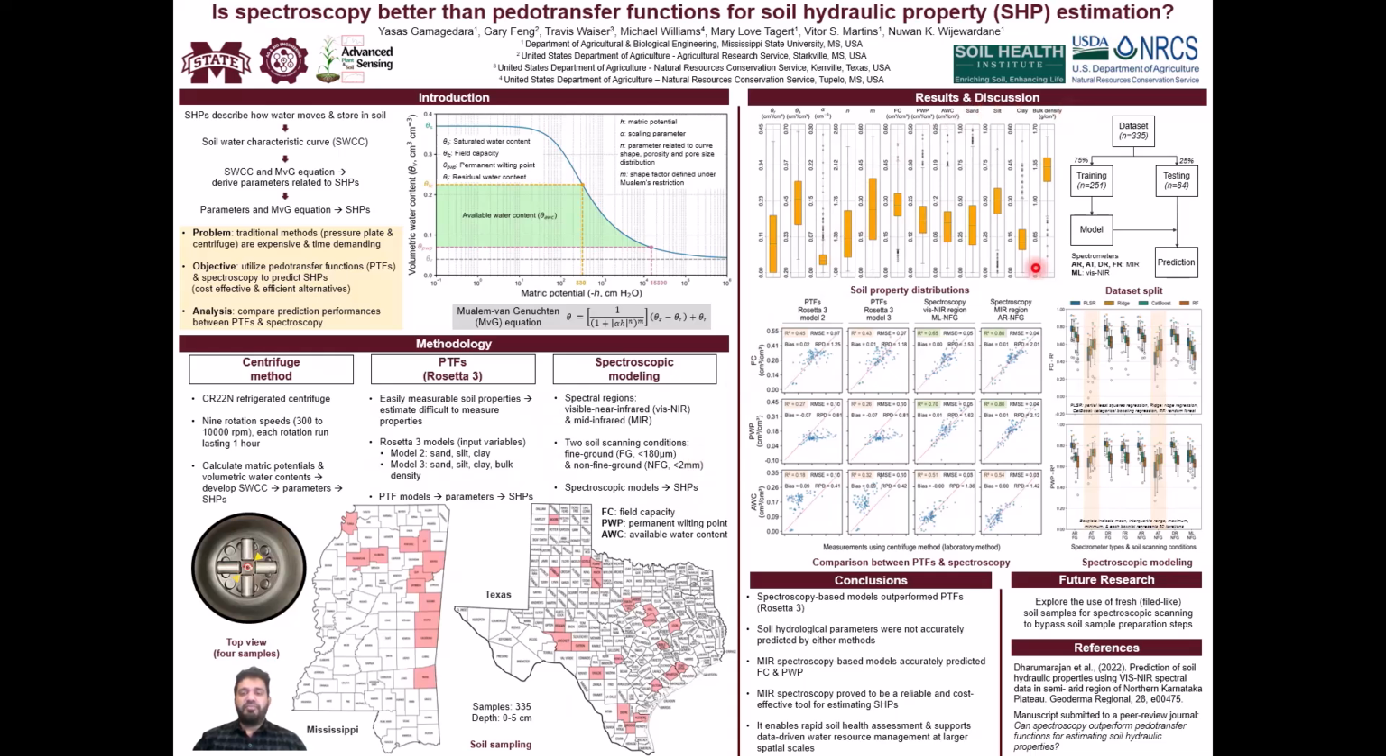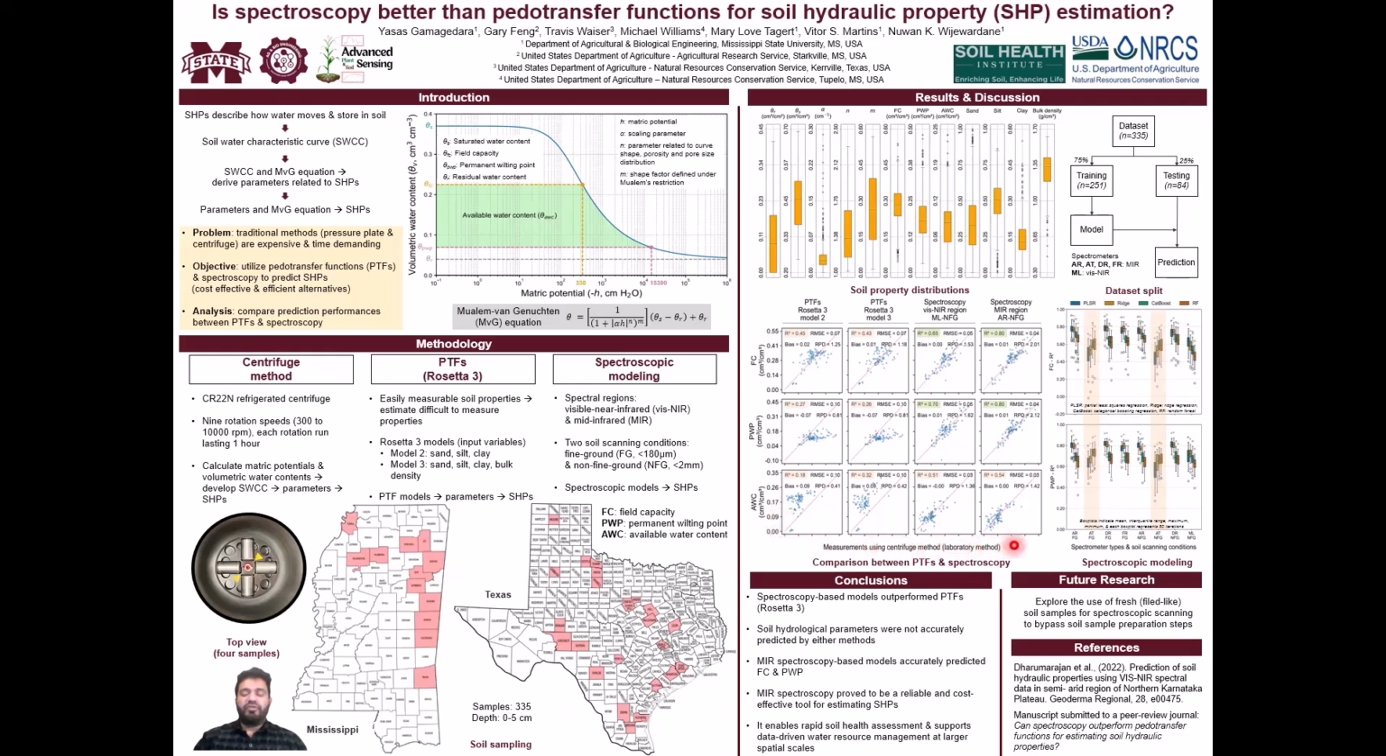This figure shows soil property distributions of the soil properties we used as input variables and derived in this study. This figure shows the comparison between Pedotransfer functions and spectroscopy. The first 2 columns show Pedotransfer function outputs from model 2 and 3. The last 2 columns show spectroscopic model outputs from the visible near-infrared region and the mid-infrared region. The 3 rows show 3 different soil hydraulic properties: field capacity, permanent wilting point, and available water content.